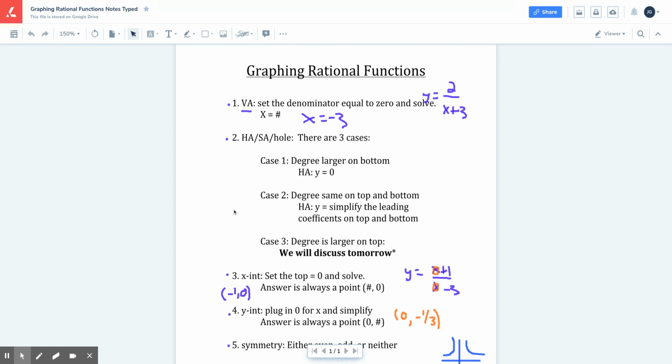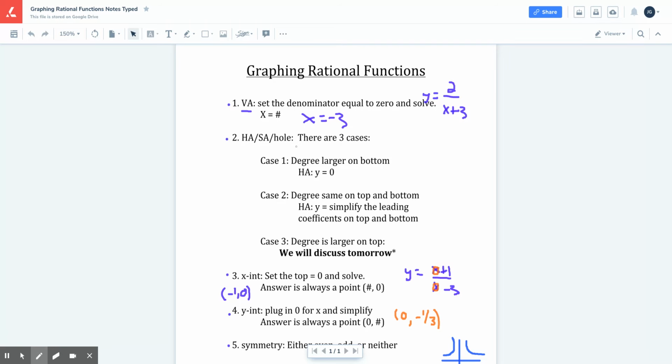All right. Now, this number 2 here, the horizontal, HA stands for horizontal asymptote. SA stands for slant asymptote and a hole. For right now, we're only going to worry about the horizontal asymptote because there are three different cases: case 1, 2, and 3. Case 3 we're going to deal with tomorrow, and that's where we're going to get the slant asymptotes and the holes involved. But our first two cases, which we're going to deal with today, are where we're going to have a horizontal asymptote.